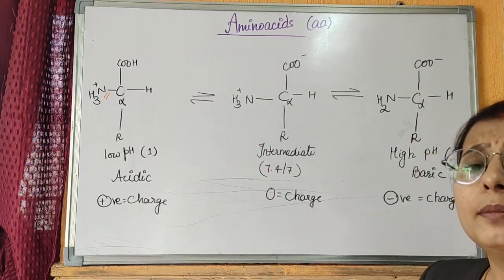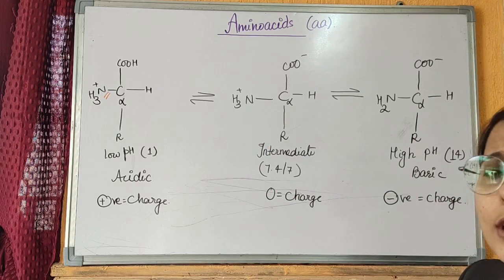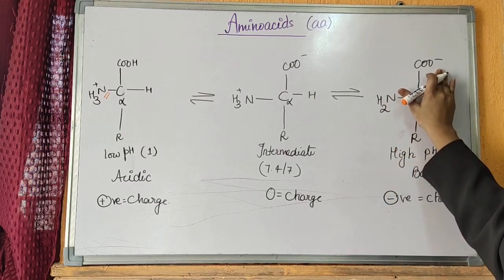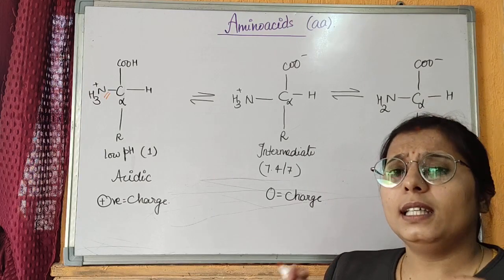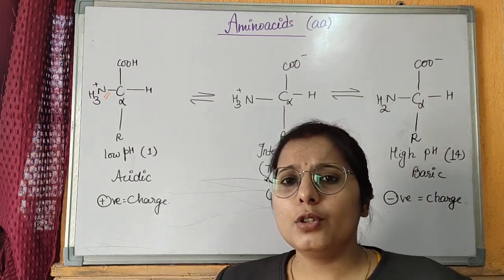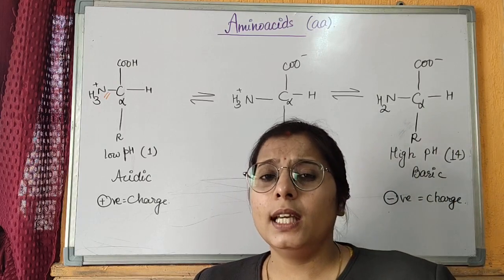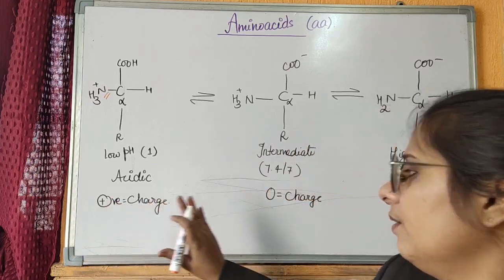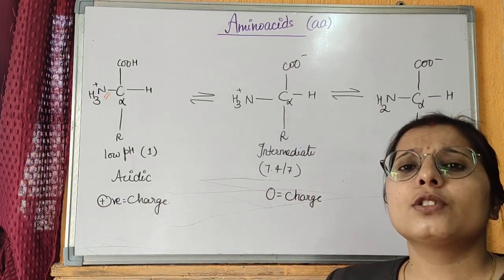While at basic pH or high pH, an amino acid shows a negative charge, and that is because of the deprotonation of the carboxyl group. Thus, in 3 different solutions or solvents, when we put an amino acid, it shows 3 types of charges: positive, neutral or negative, and it shows its solubility.